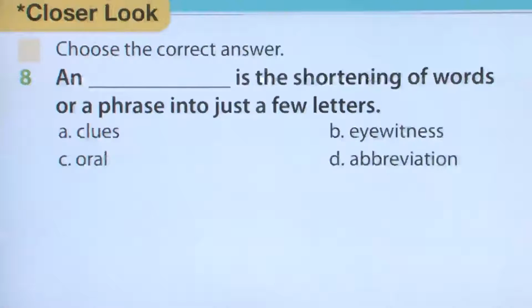On to our last question now. And blank is the shortening of two words or a phrase into just a few letters. What word best goes in the blank? Is it A, clues, B, eyewitness, C, oral, or D, abbreviation? The answer that best fits in the blank here is D. An abbreviation is the shortening of words or a phrase into just a few letters. For example, BCE, as we talked about earlier, means before the Common Era. CE means Common Era, which we are currently living in.